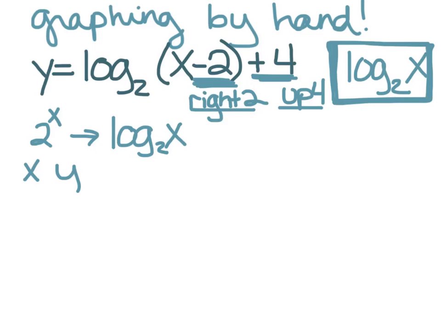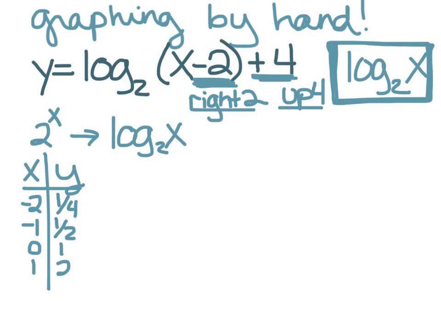All right, I'm going to make a table for 2 to the x. If x is negative 2, 2 to the negative 2 is 1/4. Negative 1, 2 to the negative 1 is 1/2. 0, 2 to the 0 is 1. If x is 1, y is 2. If x is 2, y is 4. So there are some good basic points for the exponential y equals 2 to the x.